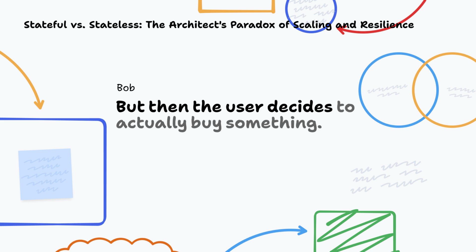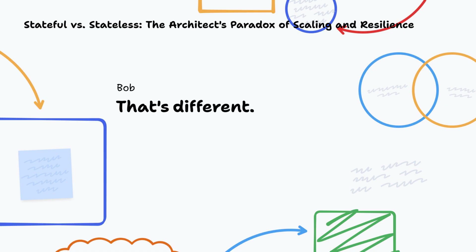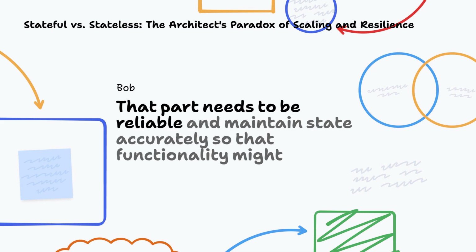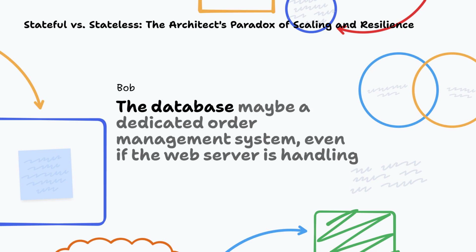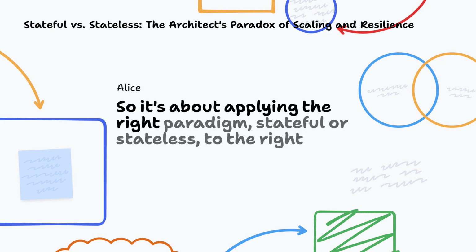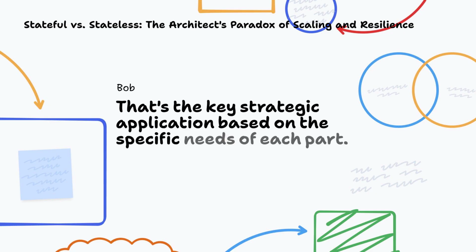But then the user decides to actually buy something. The shopping cart, adding items, calculating tax and shipping, processing the payment, managing the order, that's different. Right. That's write-heavy, needs consistency, transactional integrity. Exactly. That part needs to be reliable and maintain state accurately. So that functionality might rely heavily on a robust, persistent, stateful data service, the database, maybe a dedicated order management system, even if the web servers handling the clicks leading to that transaction are themselves stateless. So it's about applying the right paradigm, stateful or stateless, to the right component or job within the overall application. That's the key. Strategic application based on the specific needs of each part.